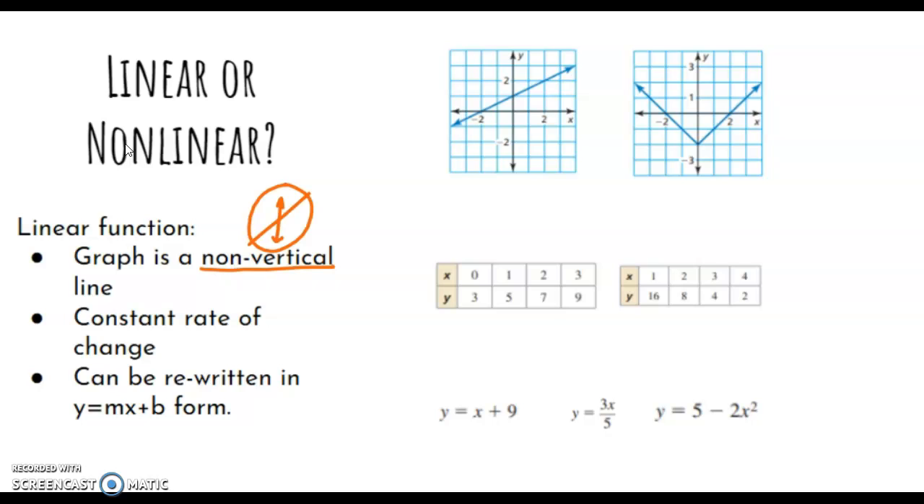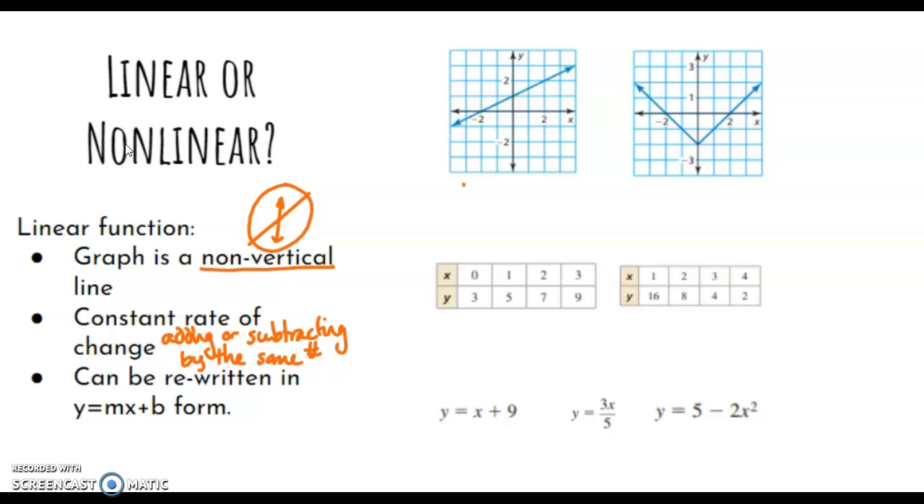All right, it can also be told by looking at the rate of change. It has to have a constant rate of change. That means it needs to be adding or subtracting by the same number. Okay, and if it's an equation, it can also be rewritten in y equals mx plus b form. All right, so let's look at the graphs up here.